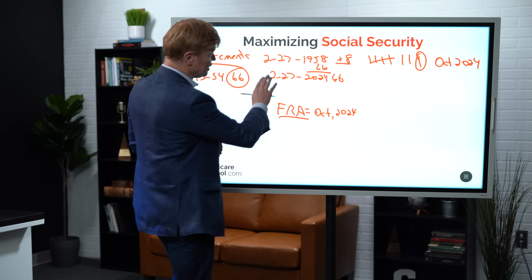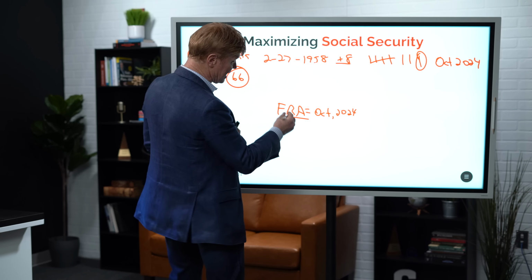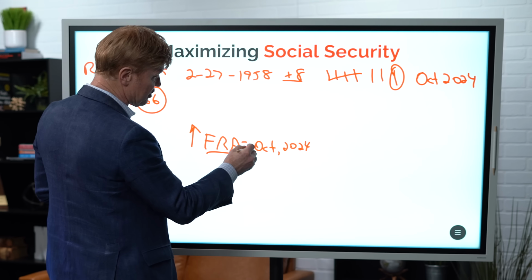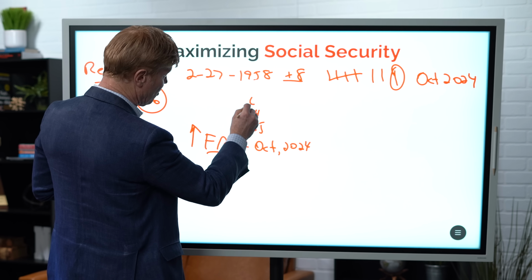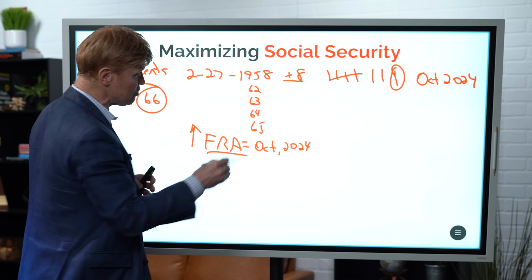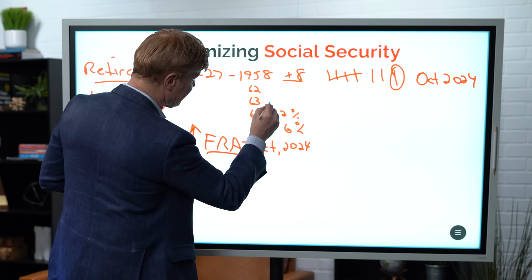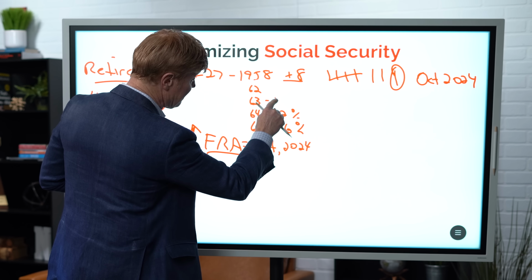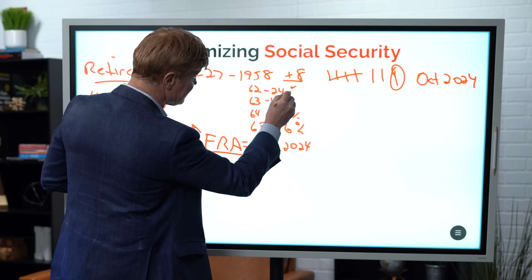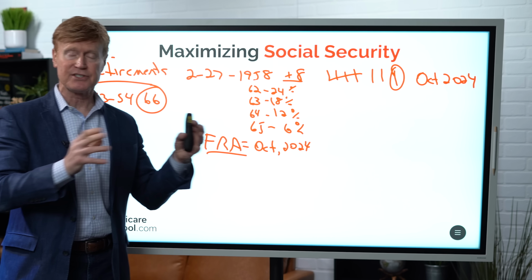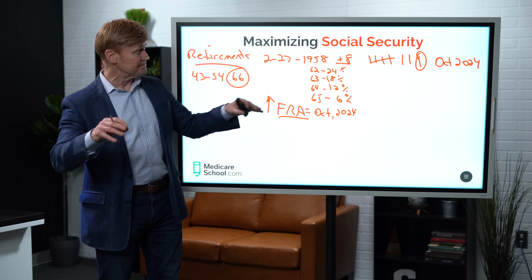All right, so let's go back and let's talk about taking our Social Security early, if someone decides, in this example, to take early. So we have 66 and 8 months, but if I decide to take at 65, 64, 63, 62, I can do so, but I'm going to lose about 6% every single year in my benefit. And what's bad about that percentage loss is that it is permanent. So if you decide to take early, then you're going to take less, and again, it's going to be a permanent reduction.